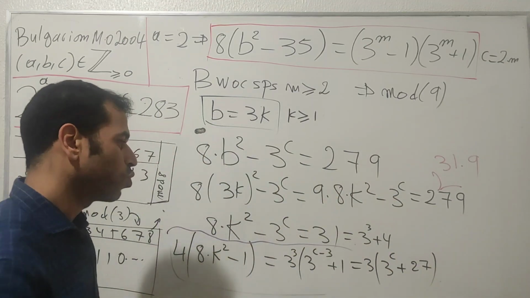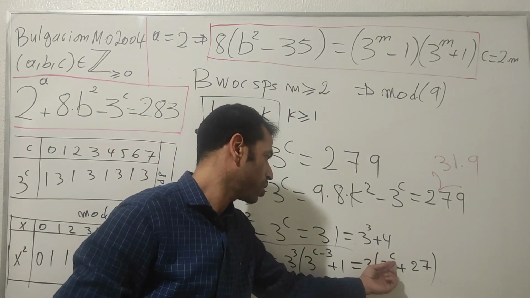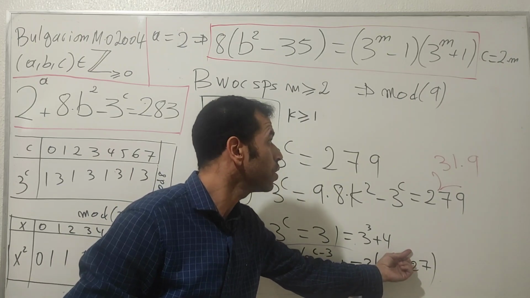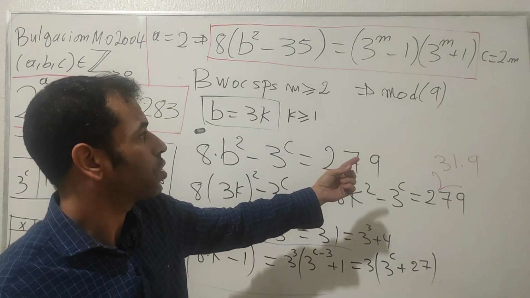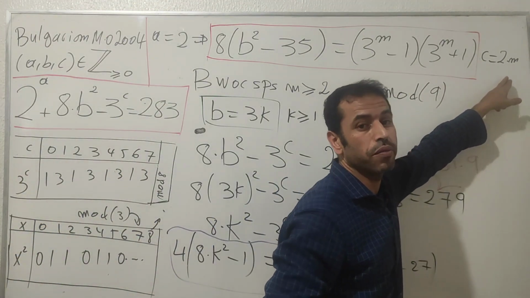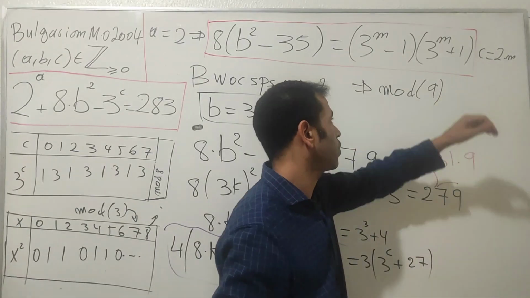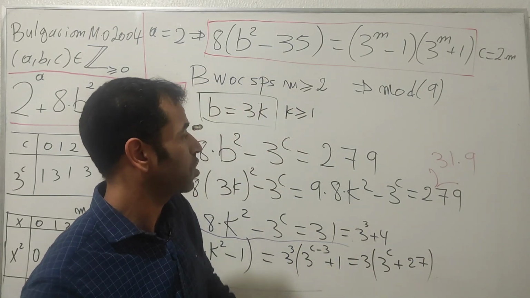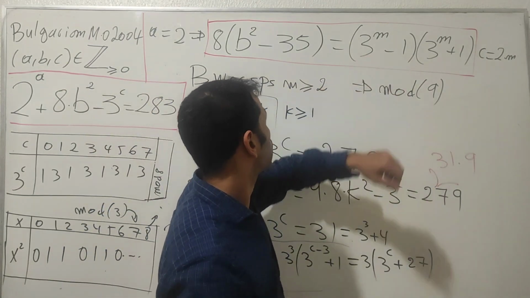Okay? Now it's more clear. We have an integer because c is greater than or equal to 1. We know c is greater than or equal to 1 because we get c equals m. When you explore this one, you find c cannot be 0. If c equals 0, which means m equals 0, which is impossible.